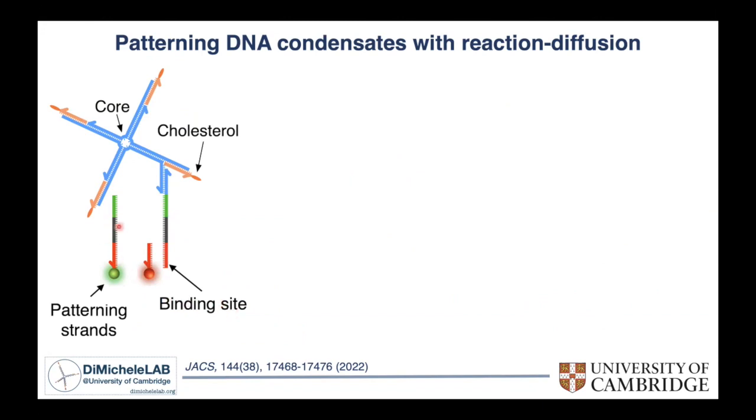And then we consider some other DNA, which is present in solution, and we call these patterning strands. So in this example, we have two patterning strands, a short one, which is labeled with a red fluorophore, and it binds to this short red domain here. And then a long patterning strand labeled with a green fluorophore, which binds to the whole of the binding site.